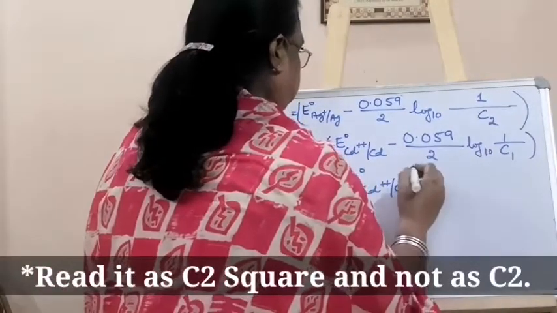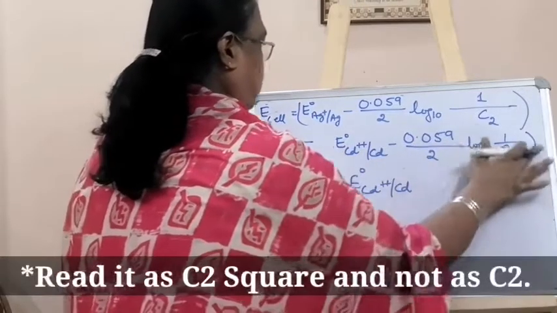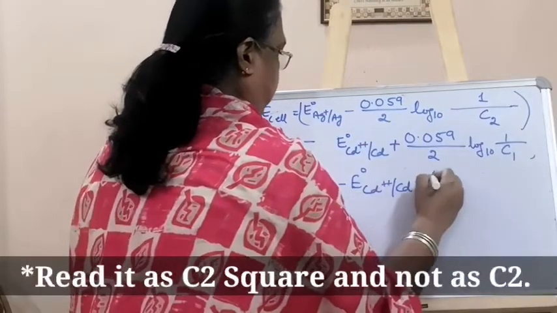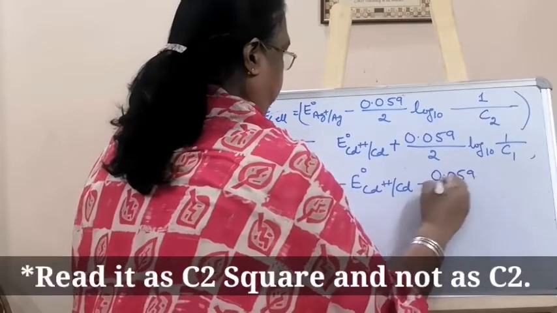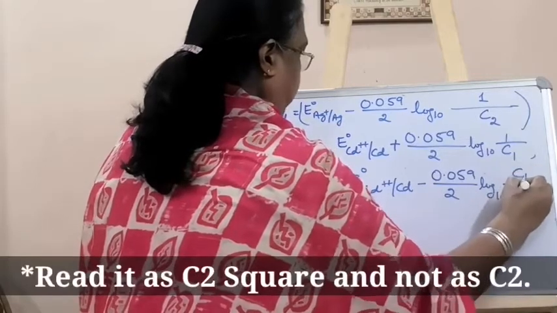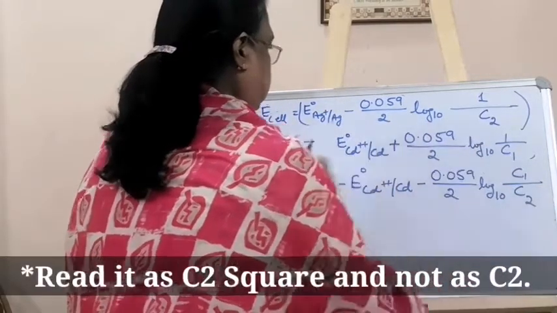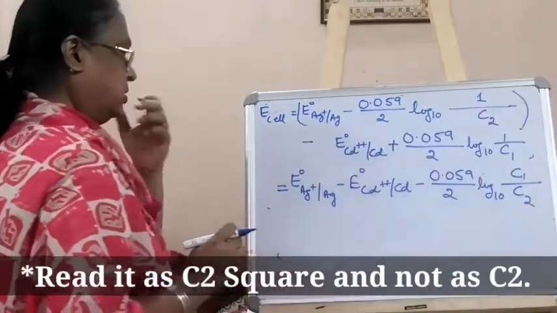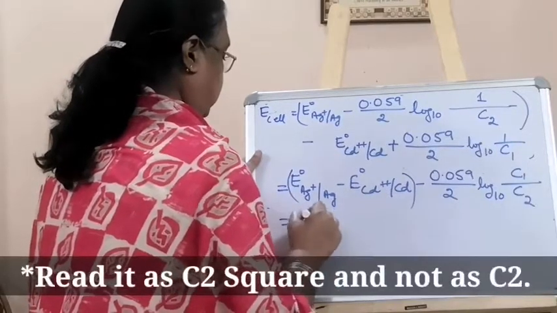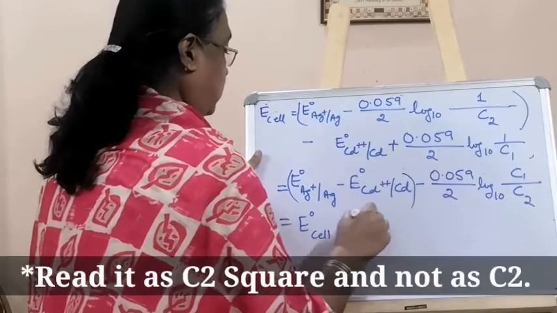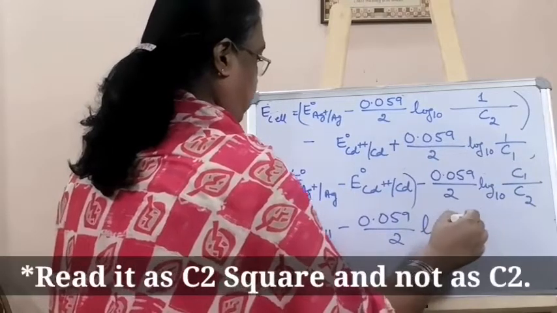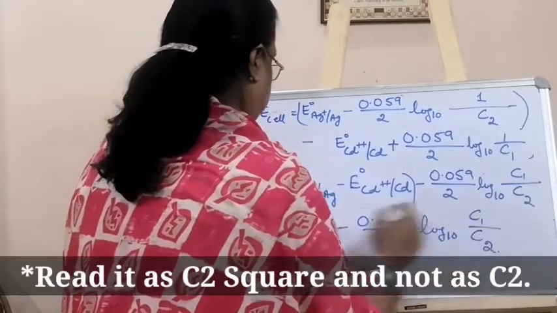and if I remove the bracket, this is minus, this will be plus. So if I take common, I will have minus 0.059 upon 2 log base 10 C1 upon C2. This is plus, this is minus, so C1 upon C2. So this is your E0 cell minus 0.059 upon 2 log base 10 C1 upon C2.